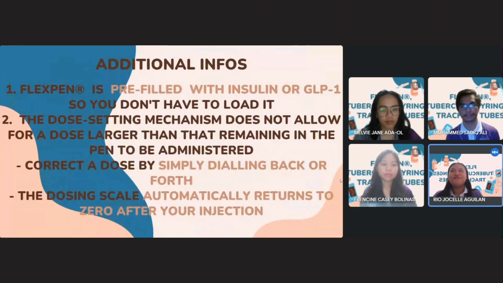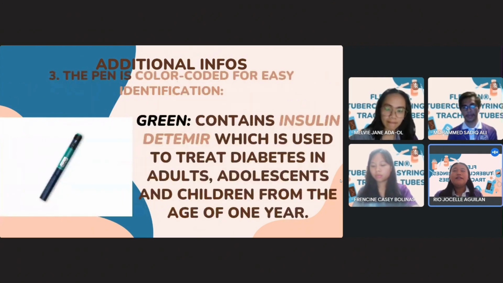For further information, FlexPen is pre-filled with insulin or GLP-1 so you don't have to load it. The dose setting mechanism does not allow a dose larger than that remaining in the pen to be administered, which allows correcting a dose by simply dialing back or forth, and the dosing scale automatically returns to zero after your injection. The pen is color-coded for easy identification.